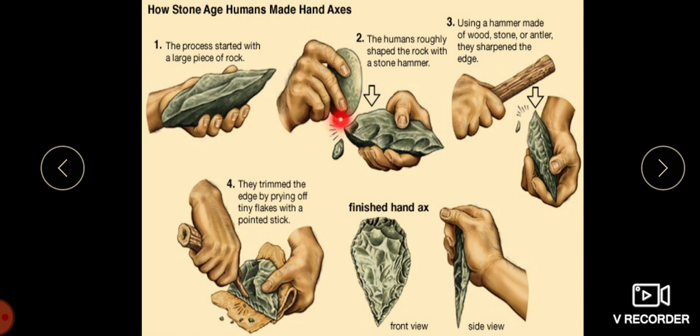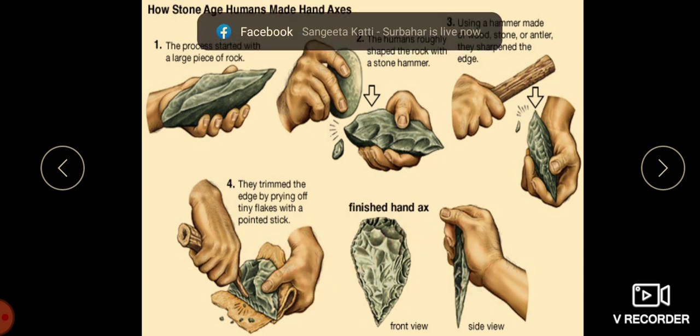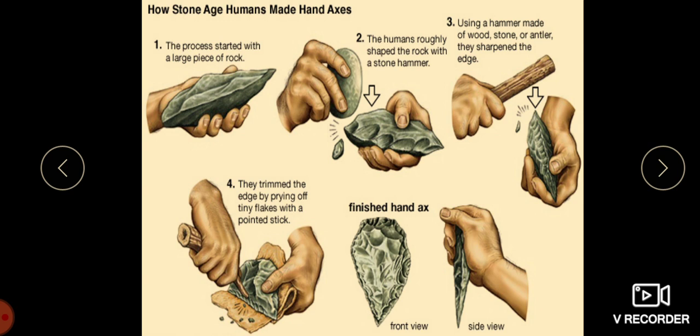So, here we can see, children, how the Stone Age humans made an axe. The process started with a large piece of rock. Secondly, the human roughly shaped the rock with a stone hammer. You can see here how they made this one. Then, using a hammer made of wood, stone or antler, they sharpened the edge. They trimmed the edge by prying off tiny flakes with a pointed stick, then finishing the hand axe. This is the side view.